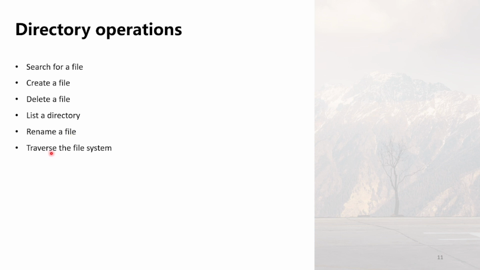Traverse the file system. Moves through the file system structure, which can include moving into and out of directories to navigate to different files or directories within the system. These operations are essential for the organization, retrieval, and management of files on a computer or storage device.